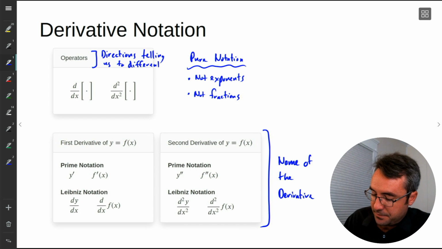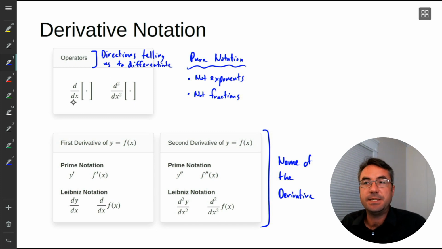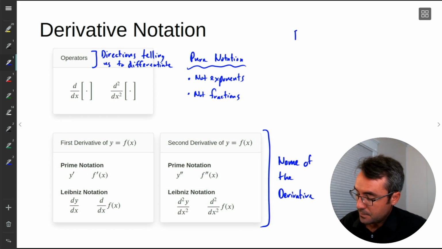So we have just different notations here. We have operators, d dx, that tell us to differentiate, and then we have just the actual names of our derivatives. So dy dx is the derivative of y with respect to x. So this different notation down here is the actual name of our derivative. And it turns out that once we have our derivative, we want to be able to evaluate in a lot of cases.